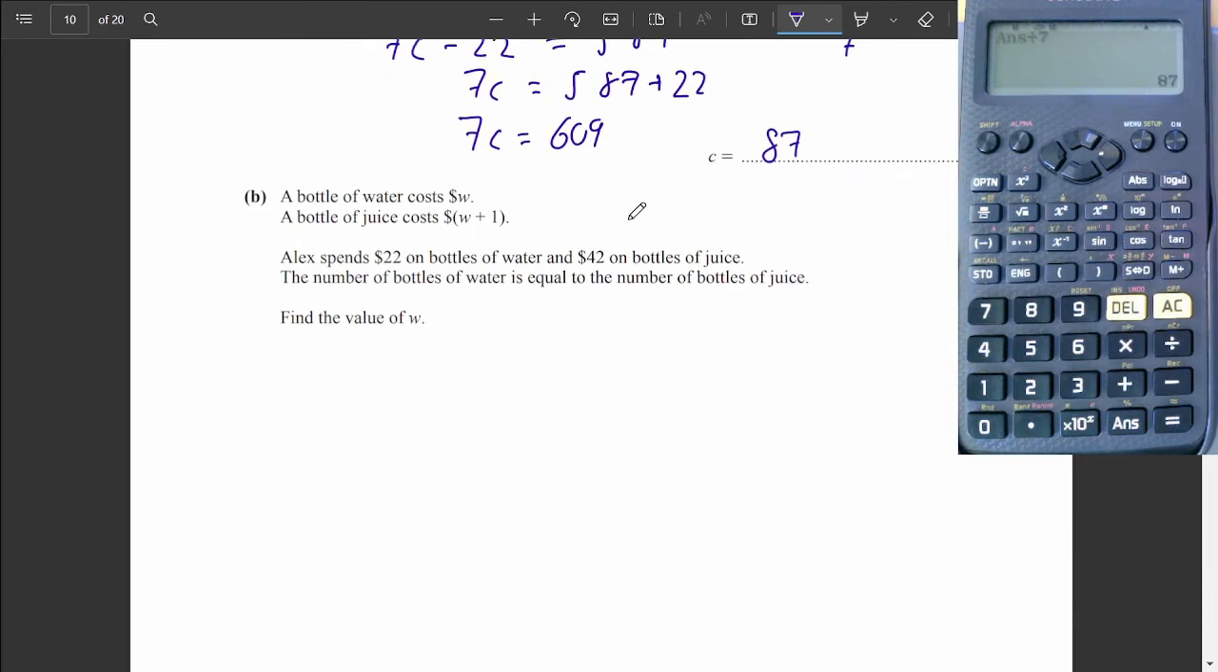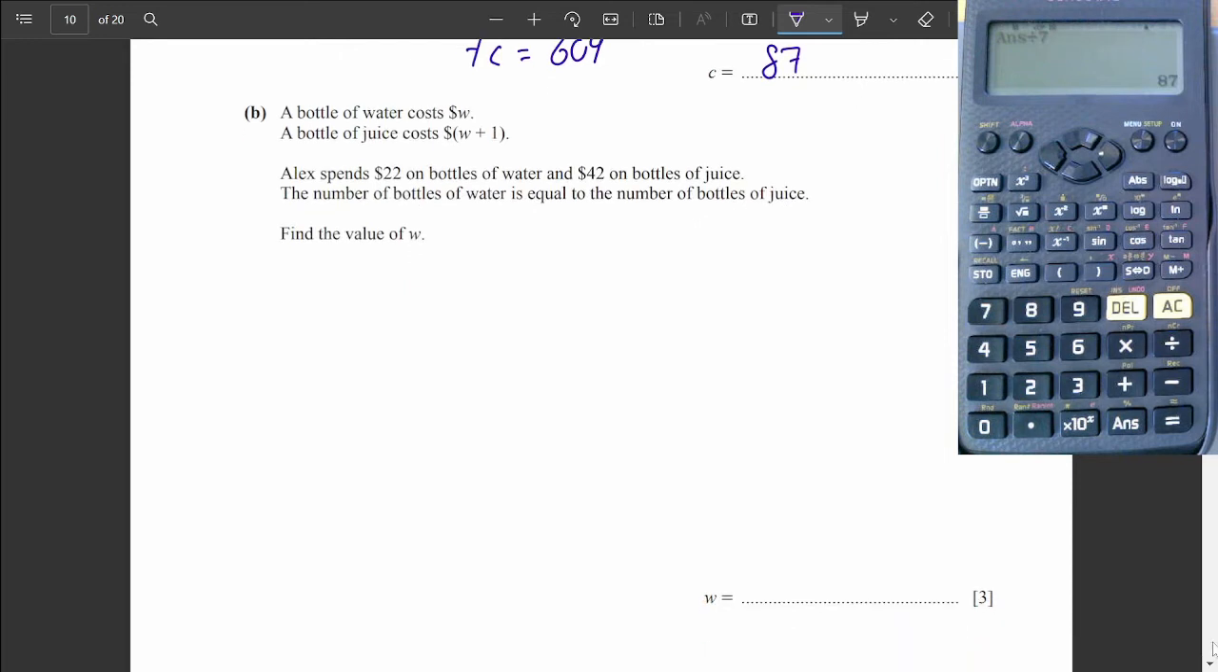Question 7b. A bottle of water costs W. Make up a number if this is confusing. Let's say a bottle of water costs $10. Sometimes having a number there is easier. A bottle of juice costs 10 plus 1, which is $11. Alex spent $22 on bottles of water. Okay, it's very expensive water that I've chosen. But anyway, how would we figure out how many bottles he bought?